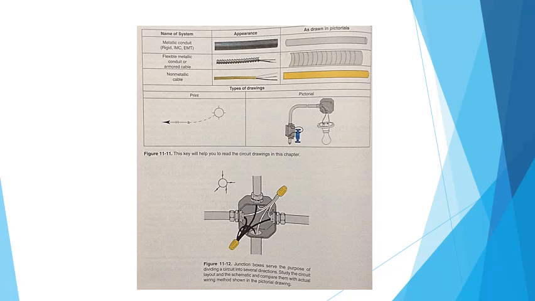No grounding wire is shown in pictorial drawings for metallic conduit. None is required. The conduit itself serves as a grounding conductor. Prints do not show the grounding conductor regardless of the wiring method used. Figure 11-12, junction boxes serve the purpose of dividing a circuit into several directions. Study the circuit layouts and the schematic and compare them with the actual wiring method shown in the pictorial drawing.